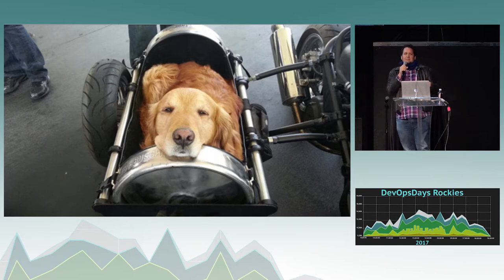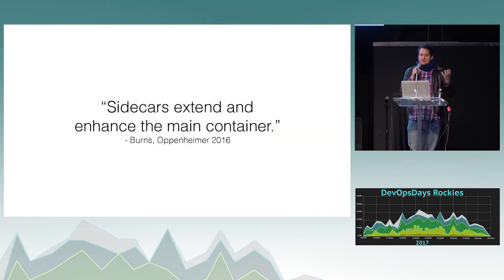Last year, Brendan Burns and David Oppenheimer at Google published this paper at Usenix called Design Patterns for Container-Based Distributed Systems. And in it, they talked about the sidecar pattern. They said that sidecars extend and enhance the main container in a unit of deployment, for example, in Kubernetes, like a pod. And in this case, main container is really just another word for the actual application that's running in the pod, and the sidecar provides enhanced functionality. But I want to frame our discussion more generally in the context of a holistic software architecture.